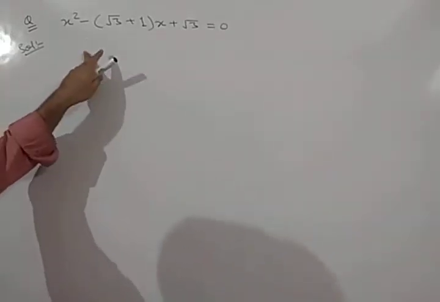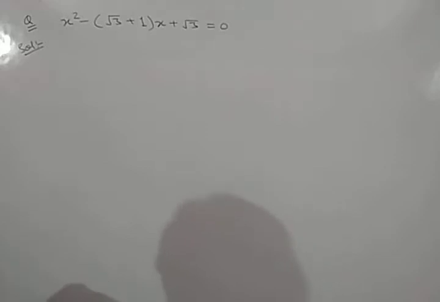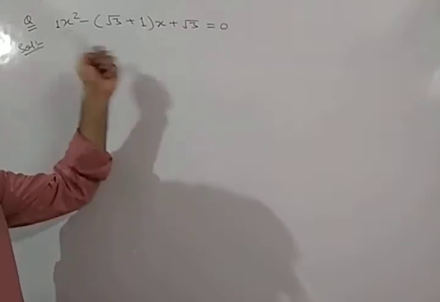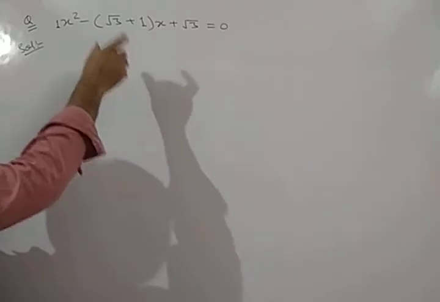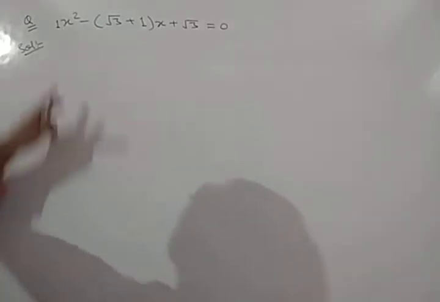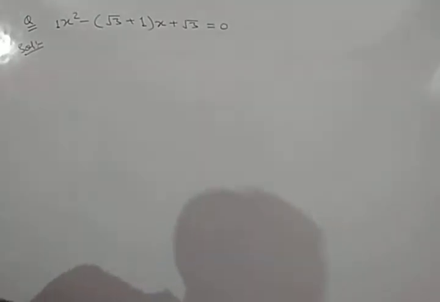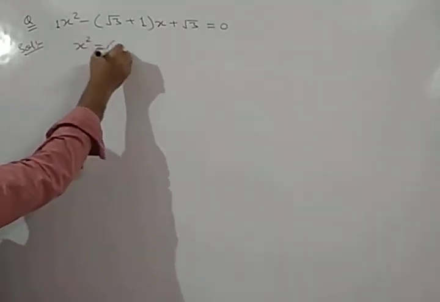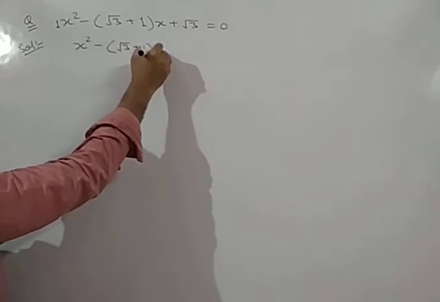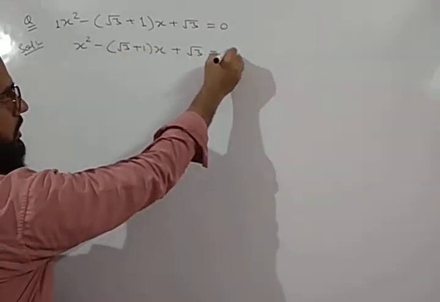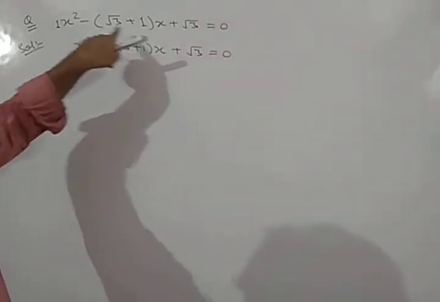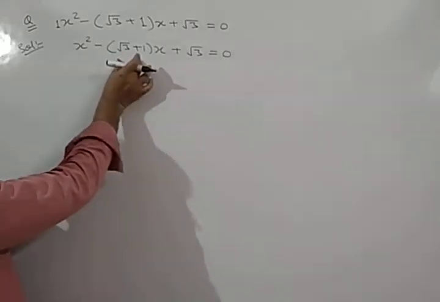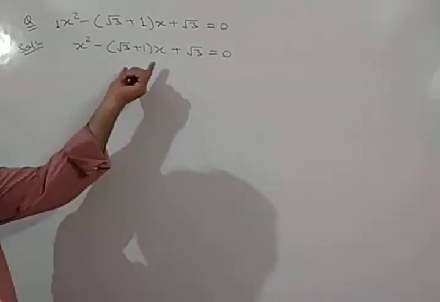The first step is to divide the whole equation by the coefficient of x square. Here the coefficient of x square is 1. It means if we divide the whole equation by 1, the equation will be the same, so we do not have to do anything in the first step. It is already in the general form. So we get the same equation: x square minus (root 3 plus 1) into x plus root 3 equals 0. We have to take this whole term in the bracket because it is the coefficient of x, it is b. So don't open the bracket. Use the bracket as it is.